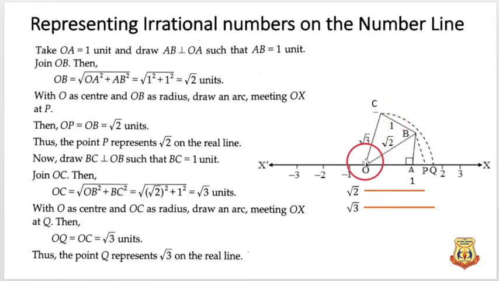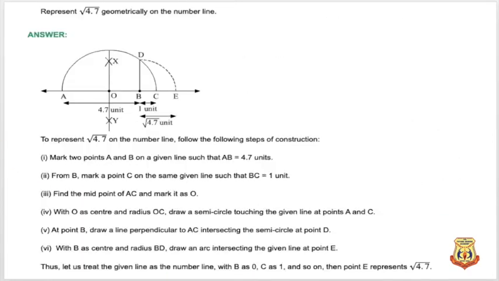Now with O as center and OC as radius, we will draw an arc which will meet OX at point Q. Imagine this orange color line, this length is OQ, root 3 units. Thus we write: OQ is equal to OC is equal to root 3 units. Thus, the point Q represents root 3 on the number line.